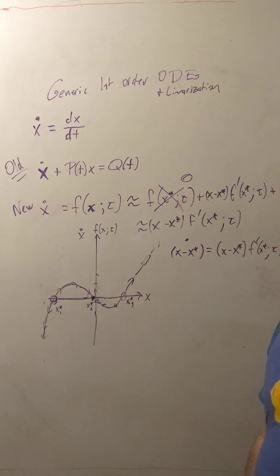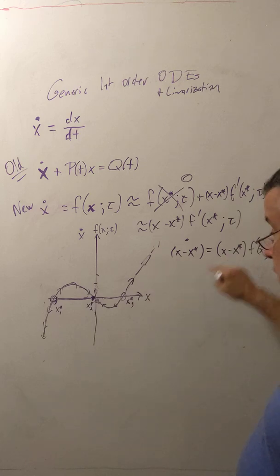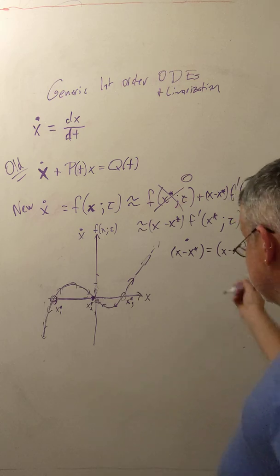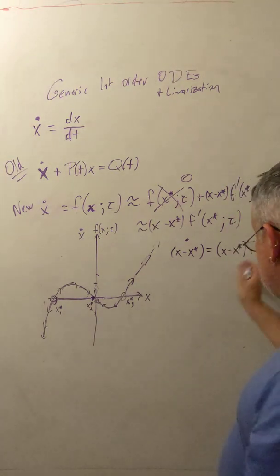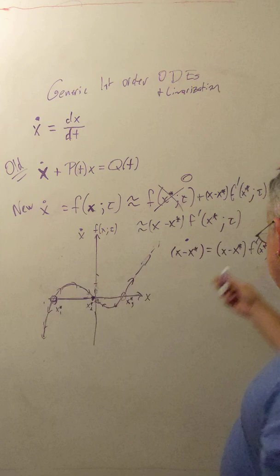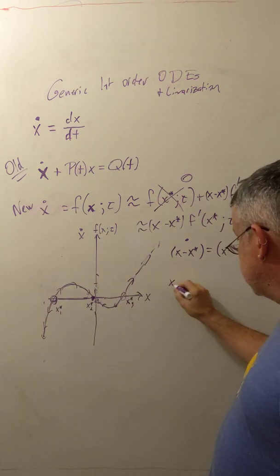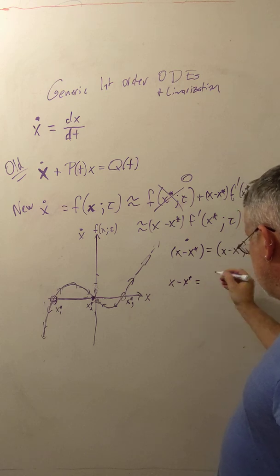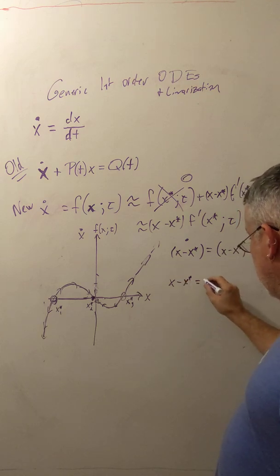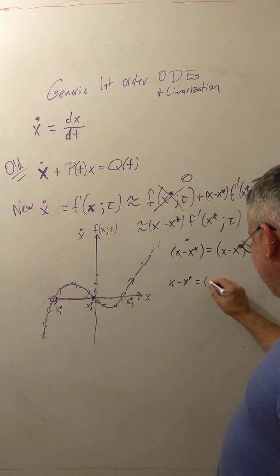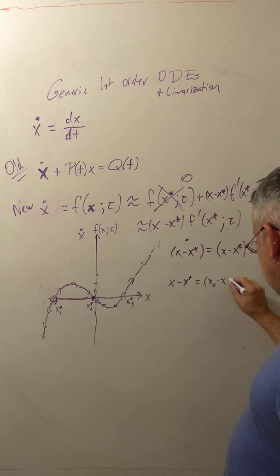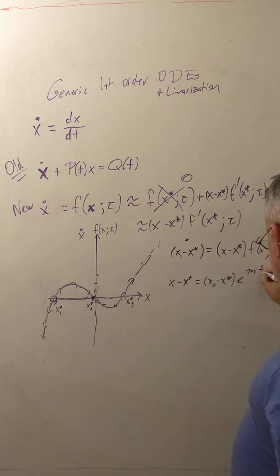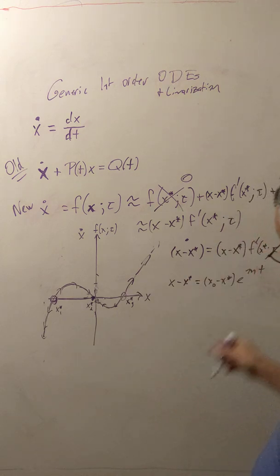Well, this is a really easy equation. Now we've got a homogeneous first order differential equation with a constant coefficient. We know how to solve this. This is just an e to the mt form. And so we're going to have something like x minus x star equals whatever the initial value is, x0 minus x star, times e to the mt. Cool. All right, that's nice.